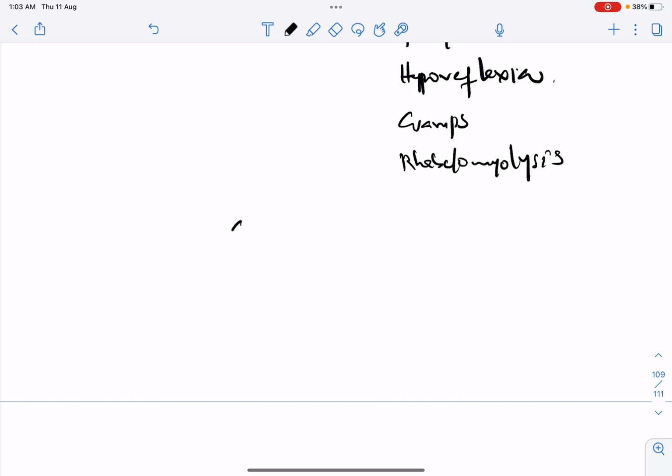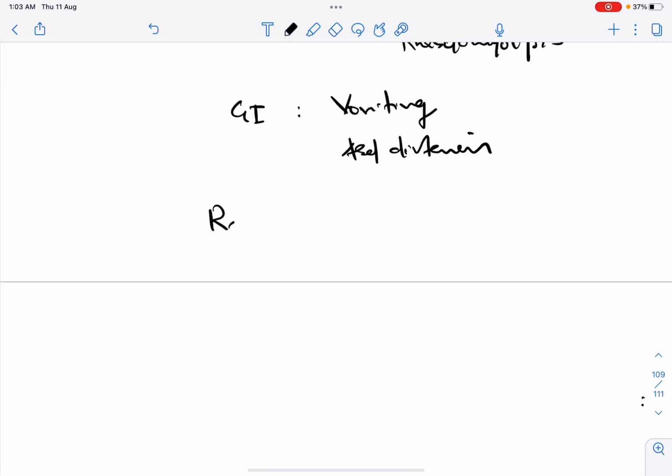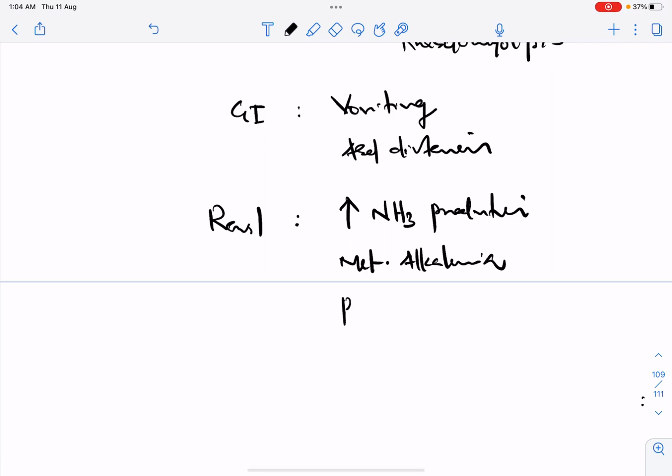In the GI system, the patient may have vomiting and abdominal distension. And in the renal system, the symptoms may be because of increased ammonia production. There may be metabolic alkalemia and paradoxical aciduria.